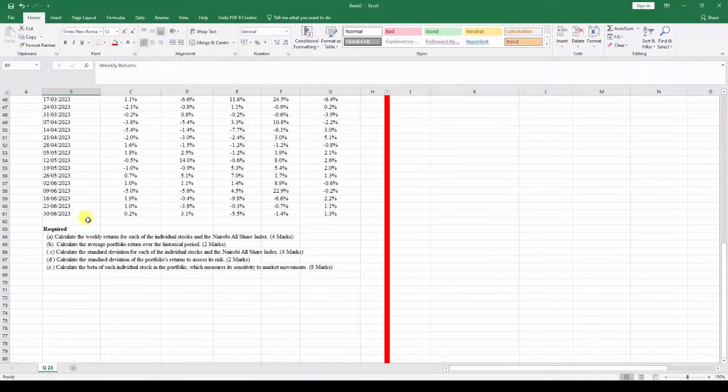Now, you are required to calculate the weekly returns for each of the individual stocks and the Nairobi All Share Index, calculate the average portfolio return for the historical period. You're told to calculate the standard deviation for each of the individual stocks and the Nairobi All Share Index. Then you're told to calculate the standard deviation for the portfolio returns to assess its risk, and to calculate the beta of each individual stock of the portfolio, which measures its sensitivity to the market movements.